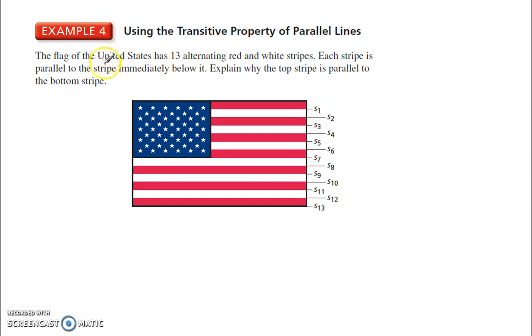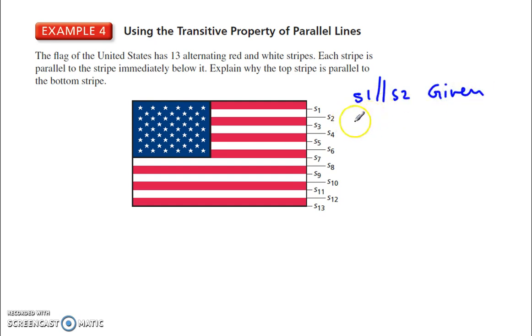Here's an example. The flag of the United States has 13 alternating red and white stripes. Each stripe is parallel to the stripe immediately below it. Explain why the top stripe is parallel to the bottom stripe. So if we numbered these, stripe 1, stripe 2, stripe 3, like this, we could say that given stripe 1 is parallel to stripe 2. Given.